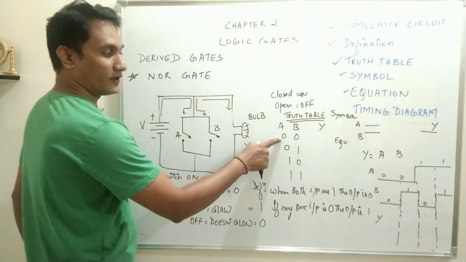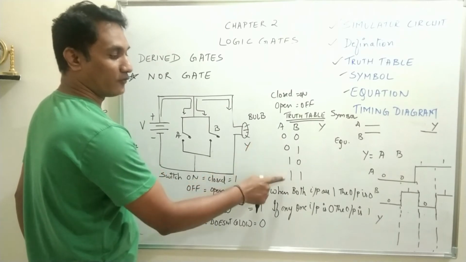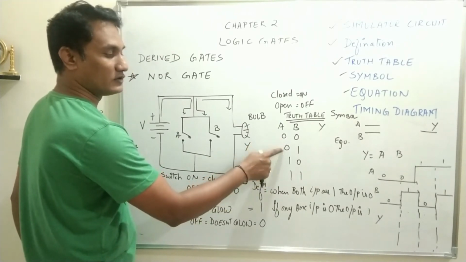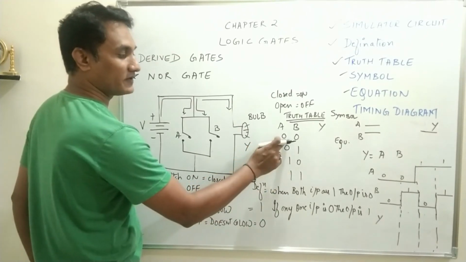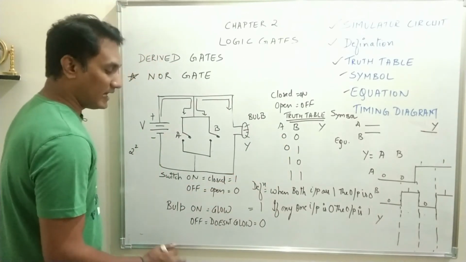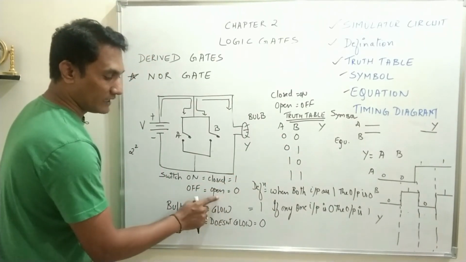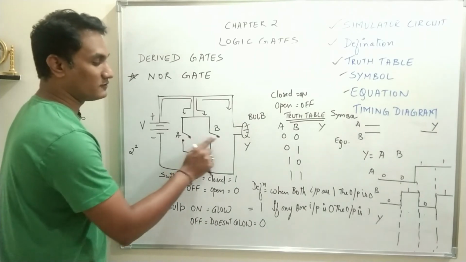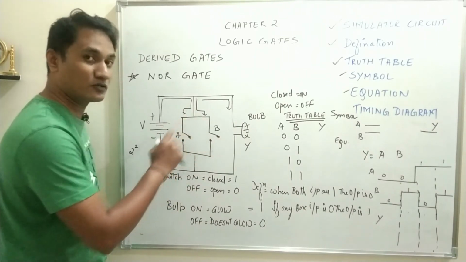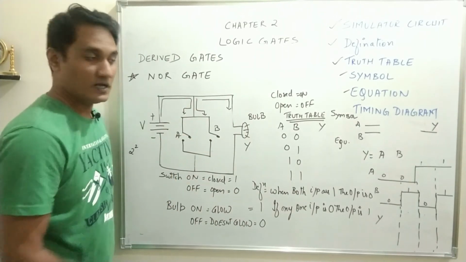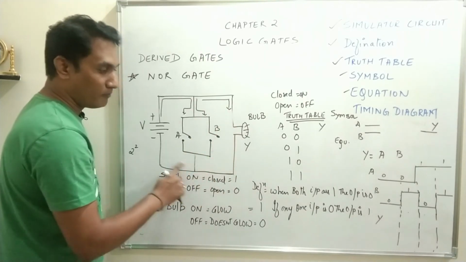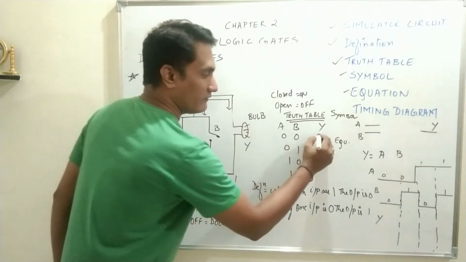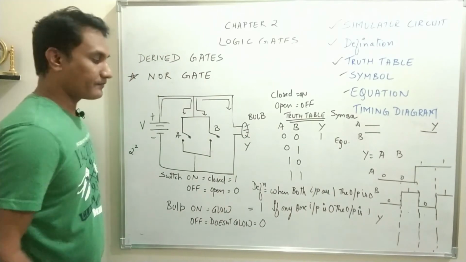Again, as there are two inputs, we will have four possible combinations: 0, 0, 0, 1, 1, 0, 1, 1. Consider the first condition. When both A and B are 0, switch 0, that means it is open condition. When both the switches are open, will there be any flow of current through the switches? Of course not. So all the current will flow through the bulb. So the output Y will be equal to 1.